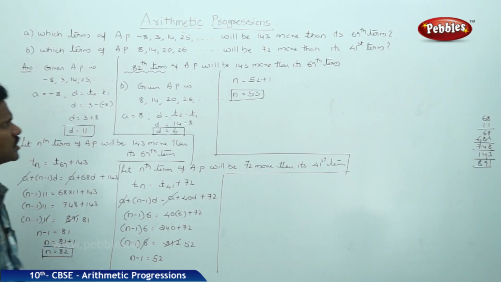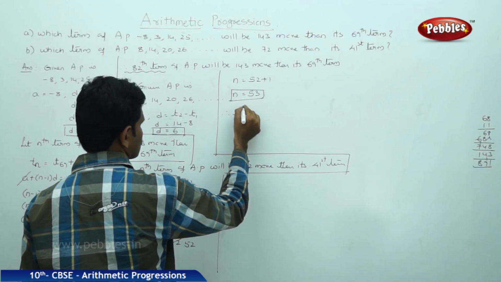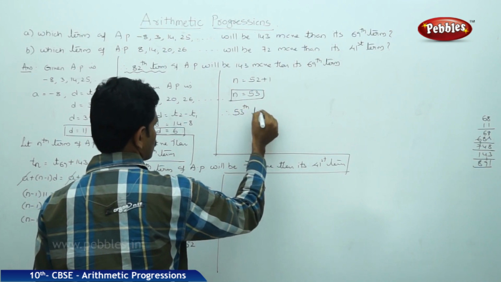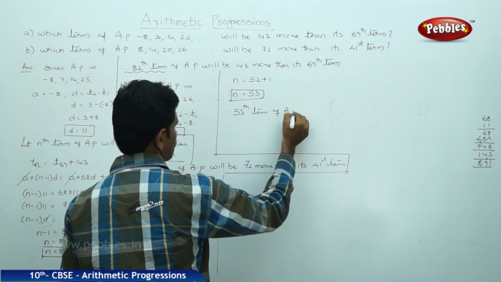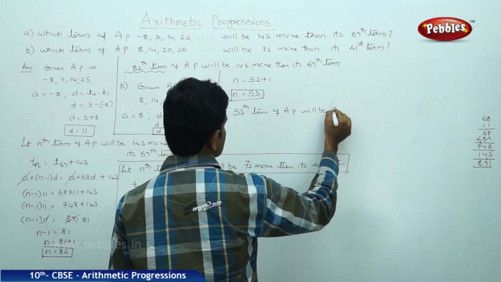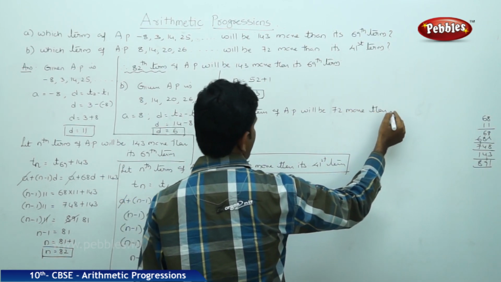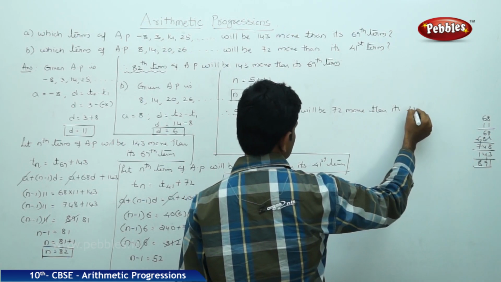Therefore, our supposition, therefore, 53rd term of AP will be 72 more than its 41st term.